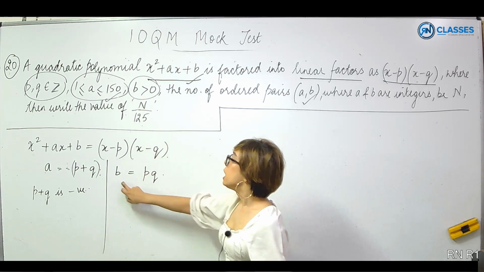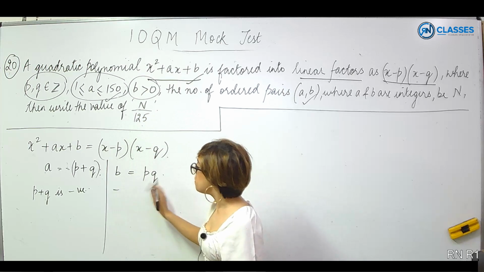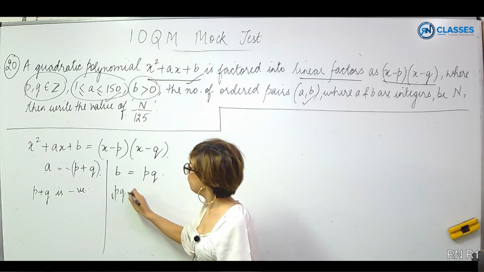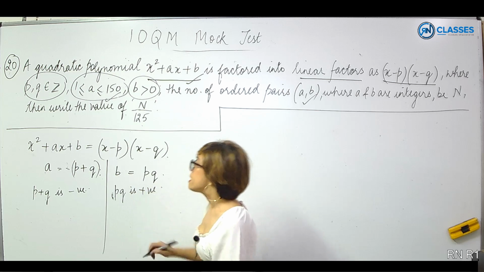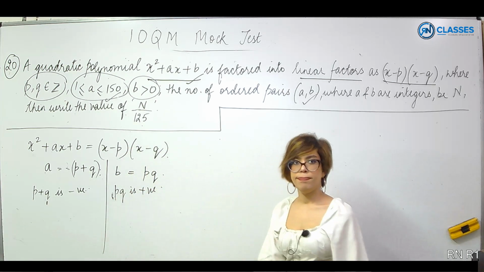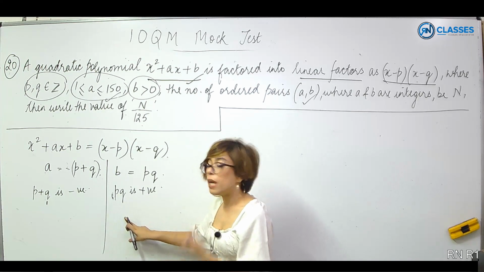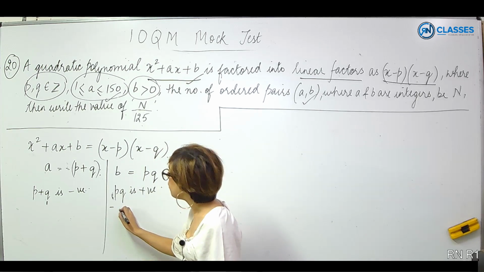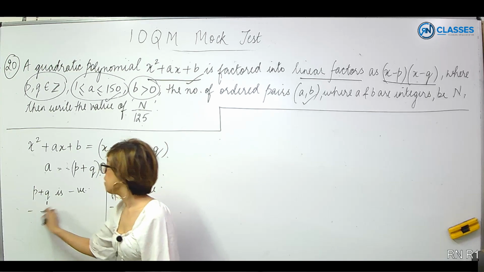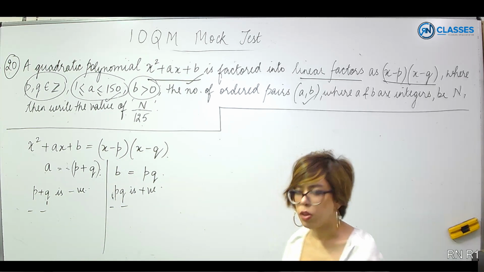Right? B is definitely a positive quantity, given to us as positive. That means PQ is positive. Sum of two numbers is negative, but product of two numbers is positive. Now, product is positive, so either both are positive or both are negative, but sum is negative, that means both have to be negative. This much I have reduced. Let me see whether this helps me out or not.